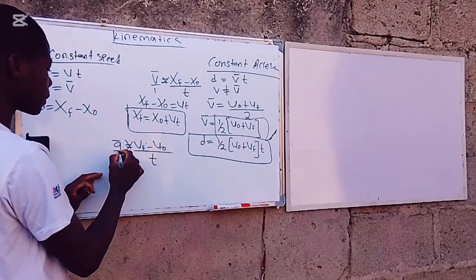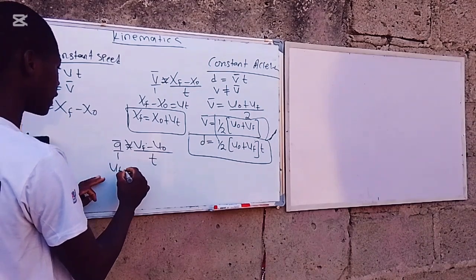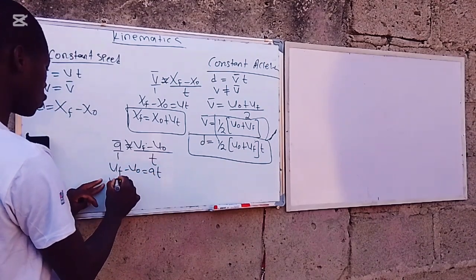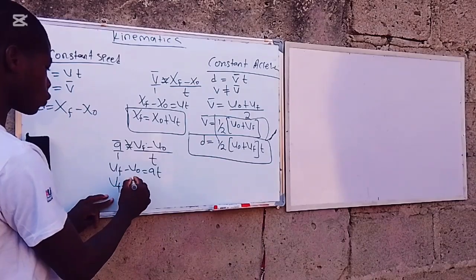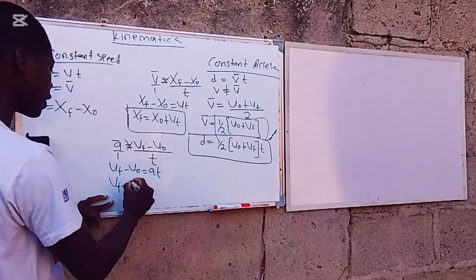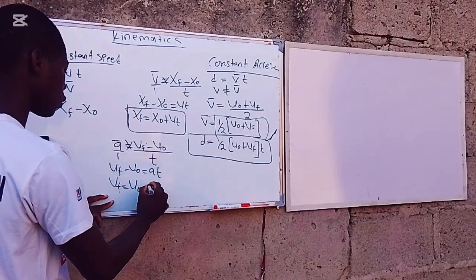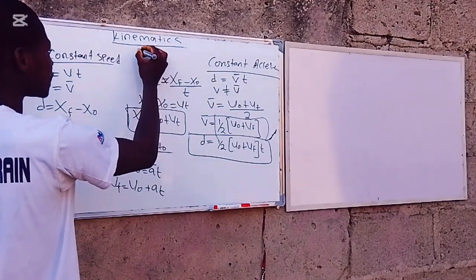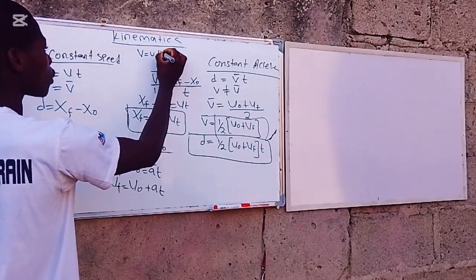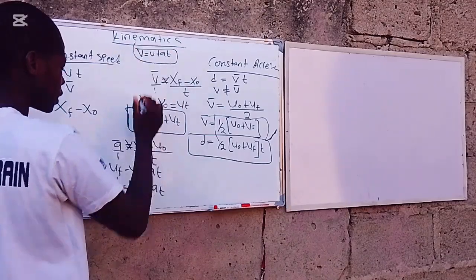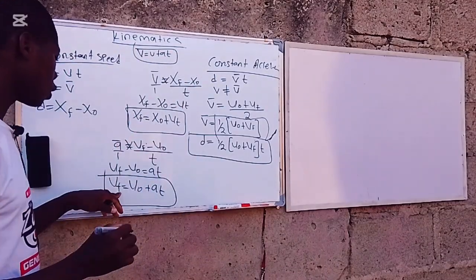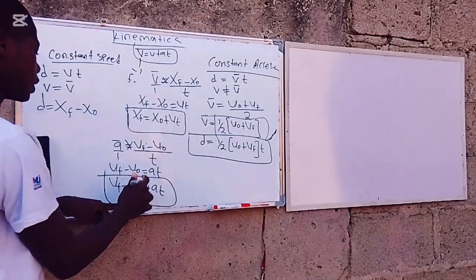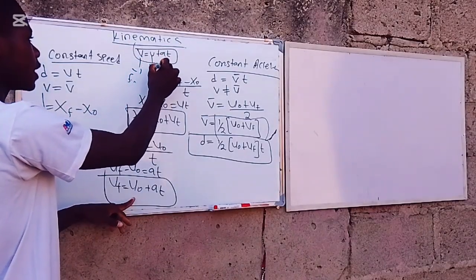So this is something over 1. I will have the final velocity minus the initial velocity equals at. So the final velocity, when this crosses the equal sign, will now be v0 plus at. In some equations you might see that v equals u plus at. So this is the formula.